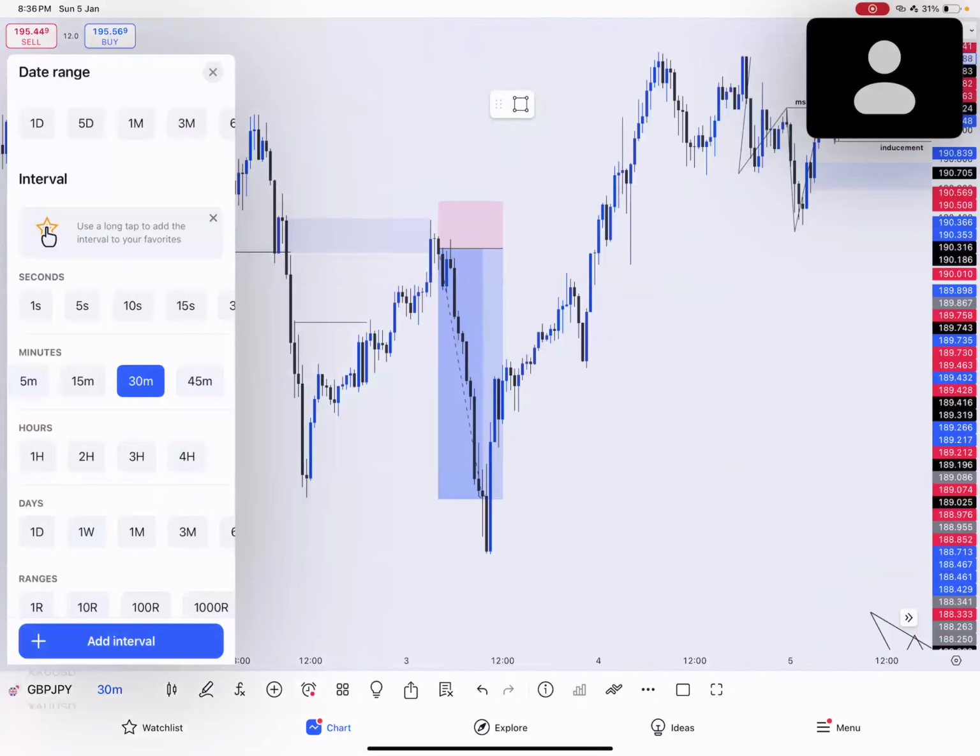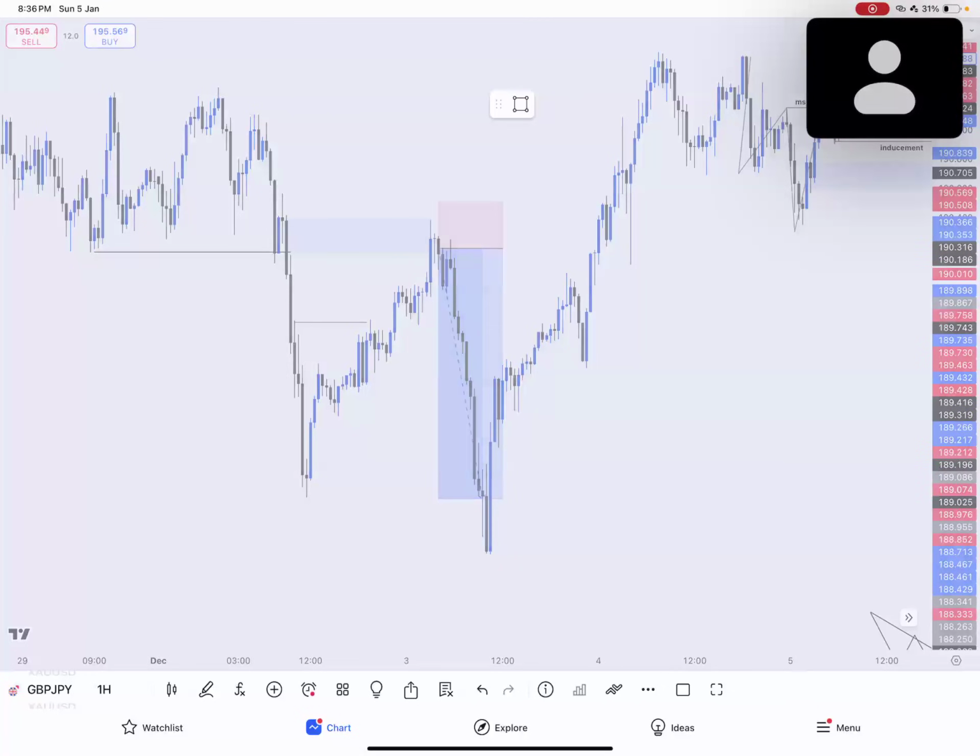I think for this particular sell here, let me also try and mark out the sell too.